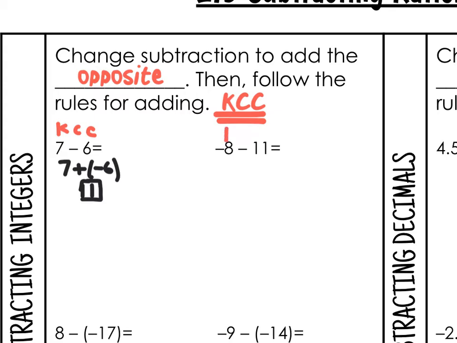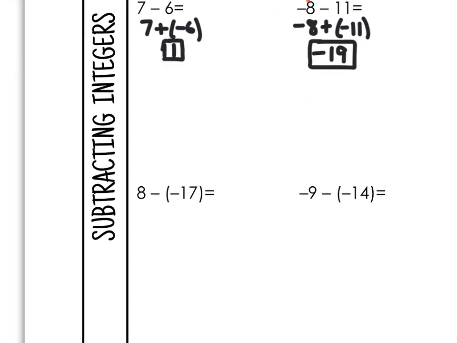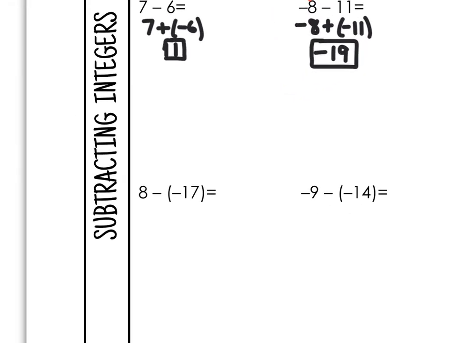Okay, on the next one, negative 8 minus 11. If we change it to an addition problem, our addition problem is going to say negative 8 plus negative 11. Okay, and negative 8 plus negative 11, we're going to add them together and keep the sign. So it's negative 19.